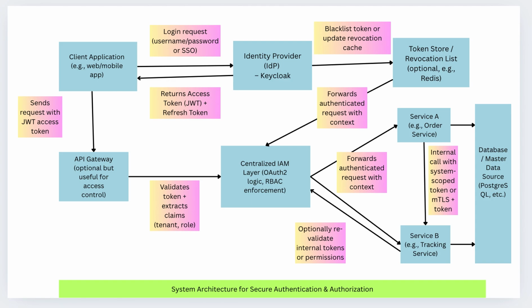In cases where services need to communicate, say the order service needs status updates from the tracking service, they use short-lived service tokens or mutual TLS and token forwarding. This internal traffic may be routed through a service mesh, for example Istio, that enforces secure communication and observability.